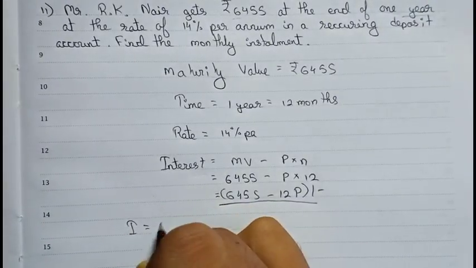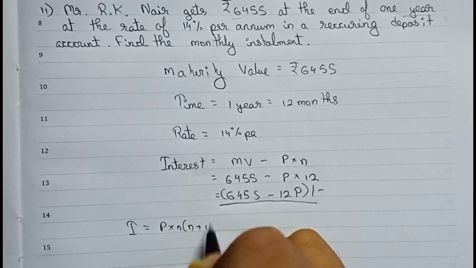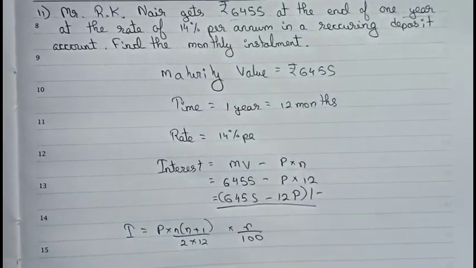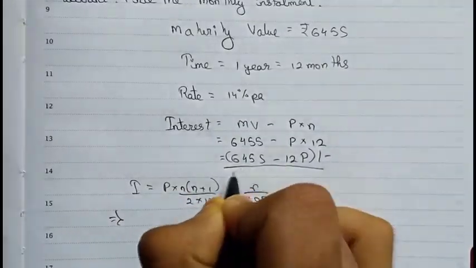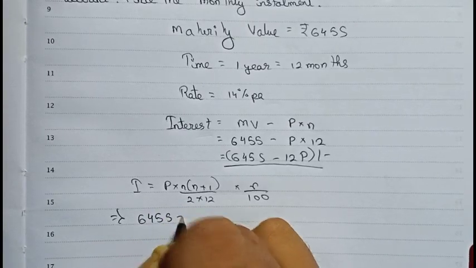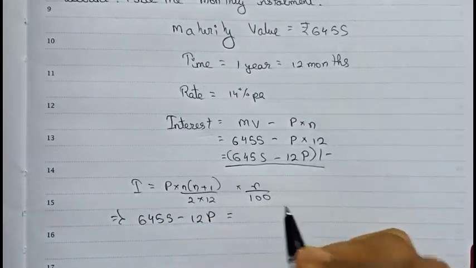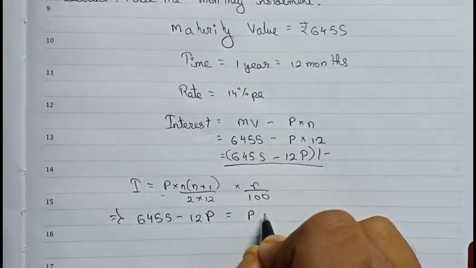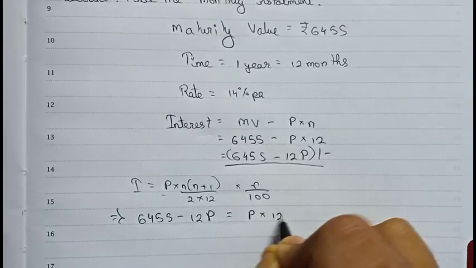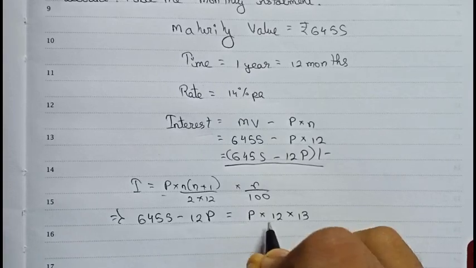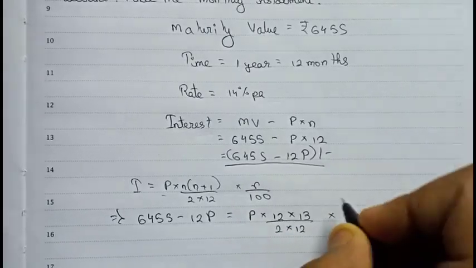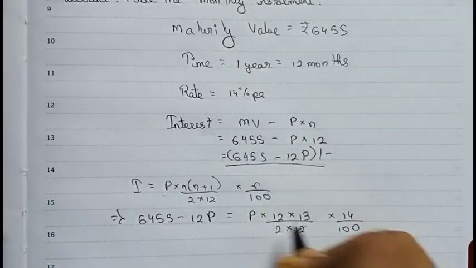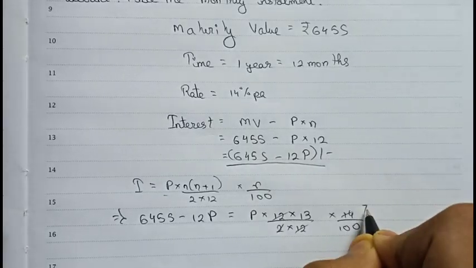So now interest is equal to principal into n plus 1 by 2 into 12 into r by 100. So put down the values. Interest is ours, this is the full interest. Now the principal we don't know, we write it as p into time. Time is 12 months. So 12 into n plus 1, that will be 13 by 2 into 12 into r by 100. So r is given, 14 by 100. 12 and 12 we cut, 2 and 7 we cut.